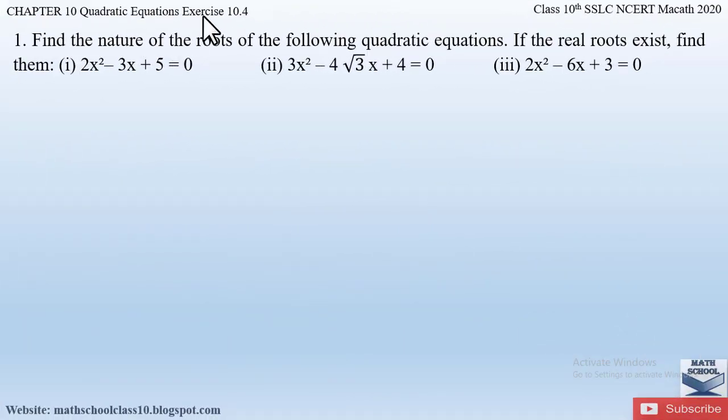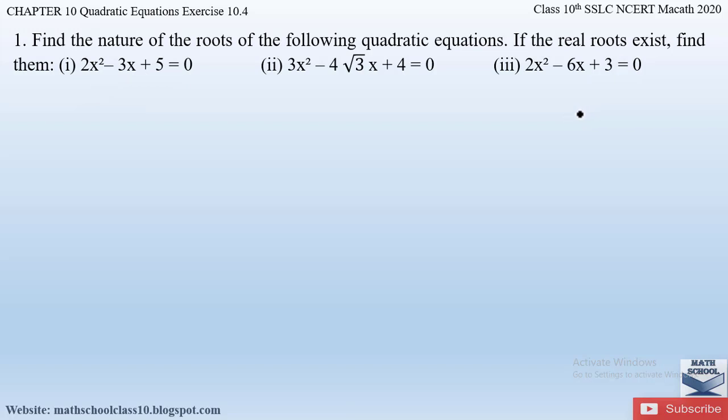Question number 1 from exercise 10.4, chapter 10, quadratic equations says, find the nature of roots of the following quadratic equations. If the real roots exist, find them. So there are three parts of the question given here. We have to first of all determine what type of roots this quadratic equation has. If it has real roots, then we have to find them. In my previous videos, I have explained how to determine the nature of roots.